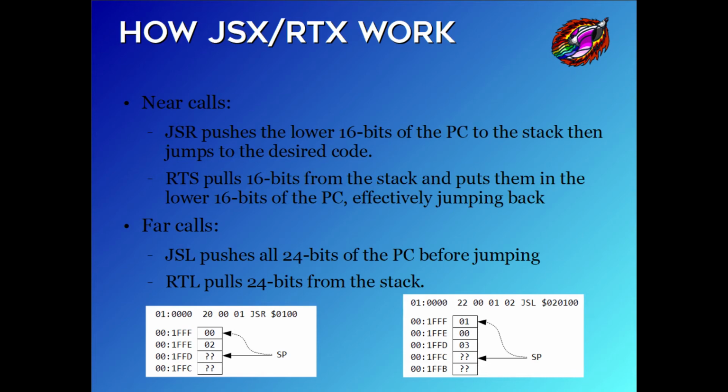RTL, that goes along with JSL, will try to pull 24 bits off the stack and use that for the entire program counter. Now, you can see here that both RTS and RTL have to assume how much program counter data is on the stack. And if that assumption is incorrect in either case, the return is likely to go to the wrong location in memory. And will probably confuse the stack as well by either pulling too little data or too much data off of the stack.